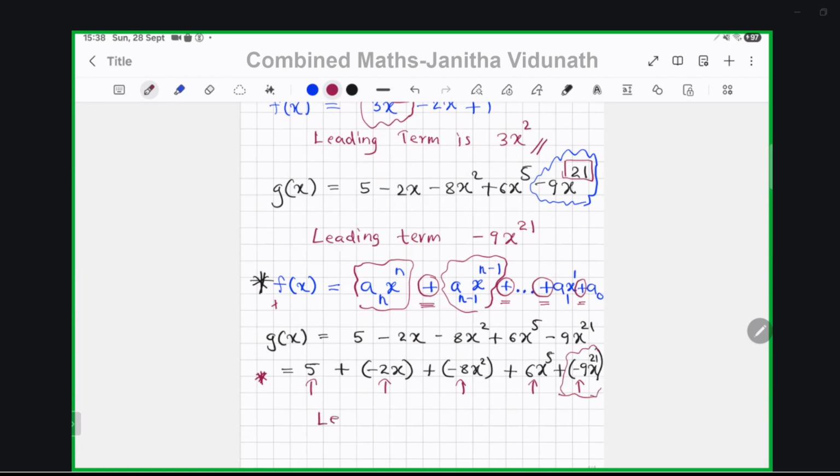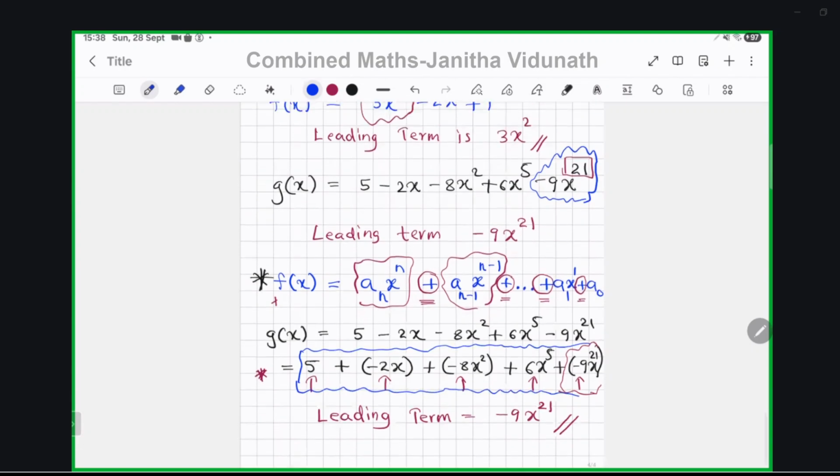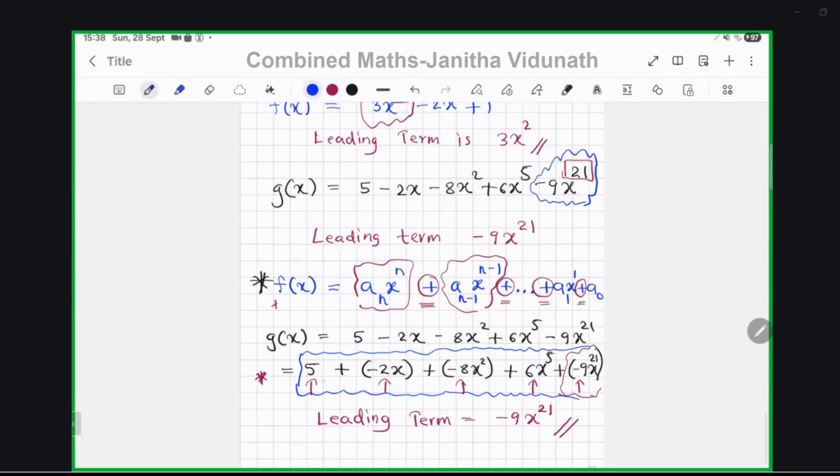Then here, the leading term should be minus 9 times x to the power 21. In a question, you don't need to write this down again. We do not need to separate all the terms with plus signs and rewrite the question. Simply keep the definition in mind and give the answer.